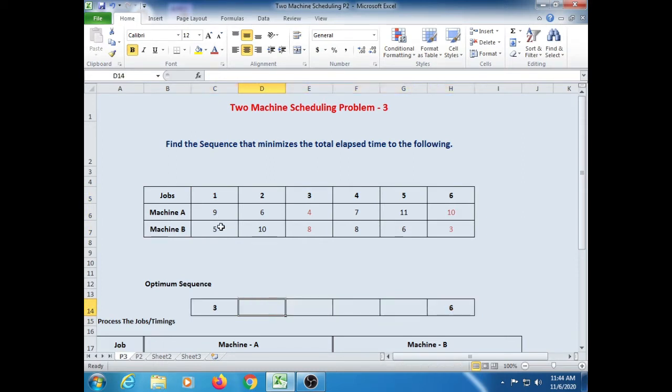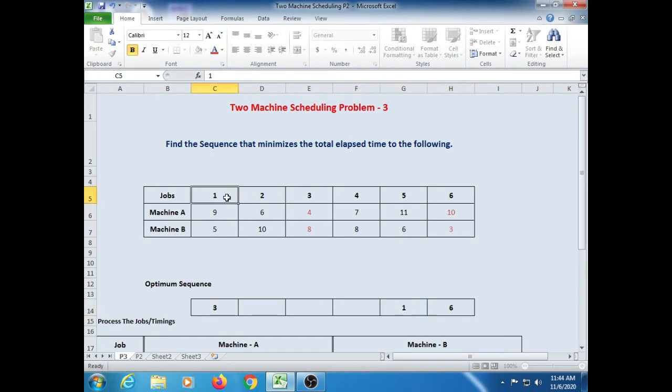This 5 is related to machine B. So where do we have to place job 1? Since this is related to machine B, we have to place job 1 from right to left. Here we already have the 6th job in the optimum sequence. After the 6th job, again from right to left, we place the job with 5 processing time, which is job 1.